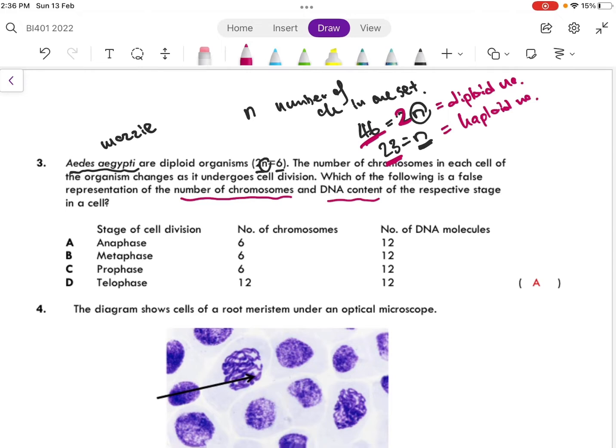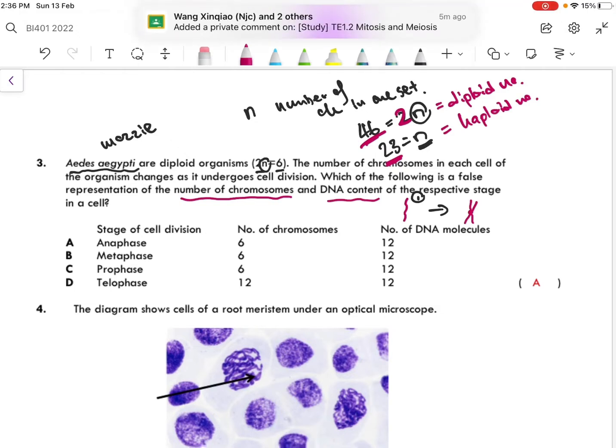Let's say in S phase, I have one chromosome. So here I have one chromosome. After S phase, we now have still one chromosome, right? It's two sister chromatids attached at the centromere, and it's still one chromosome.